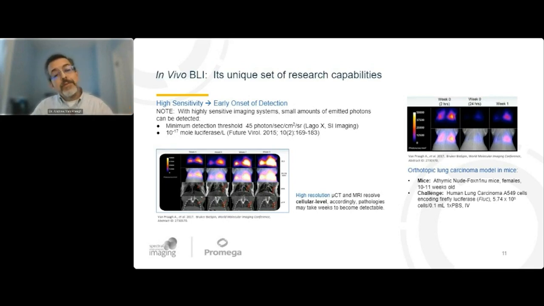However, if you use these cellular level high resolution imaging modalities and go backwards in time, you can see that at about 4 weeks, you have nothing. So this is the difference. With high resolution cellular imaging, it may take weeks to actually see the pathology, whereas with optical, functioning at a molecular level, you can see it within hours.